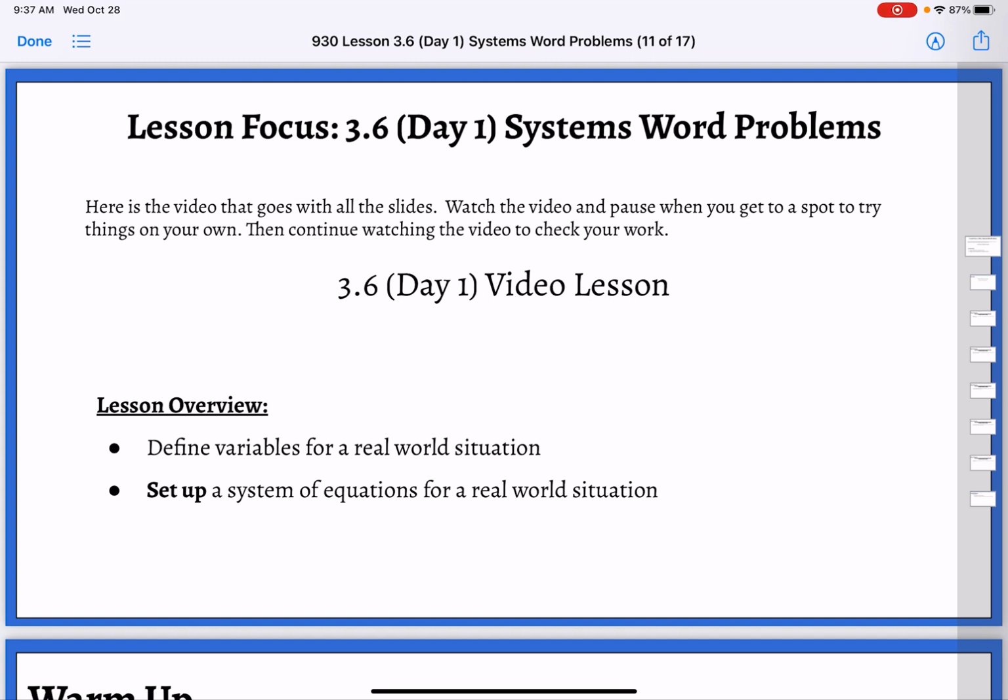use them. Today, since we're just really focusing on word problems, we're going to make sure that you can define your variables when you're given a word problem and set up the system. We have spent a whole week now solving those systems, so we'll just take a pause on the actual solving because hopefully at this point you're feeling pretty good about that, and let's just practice setting them up today.